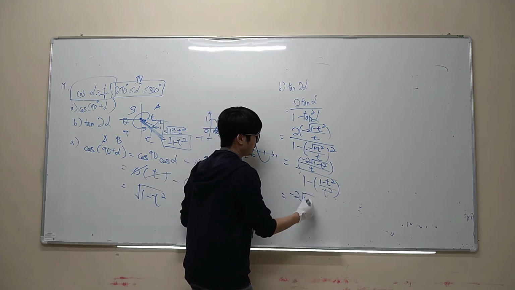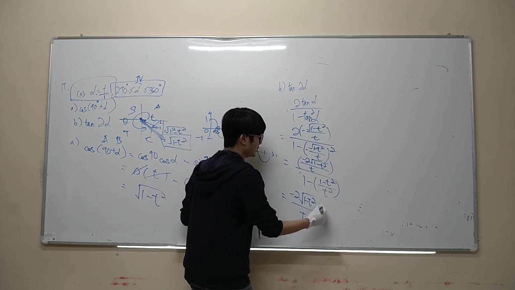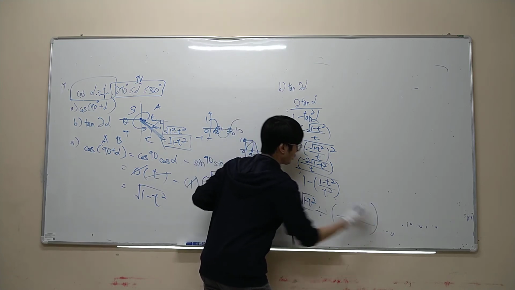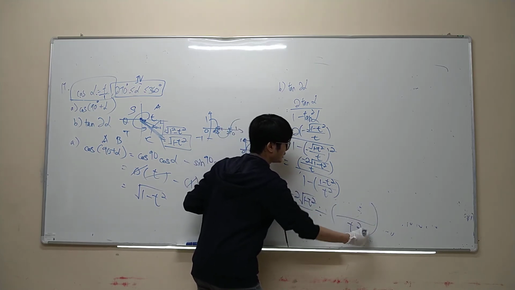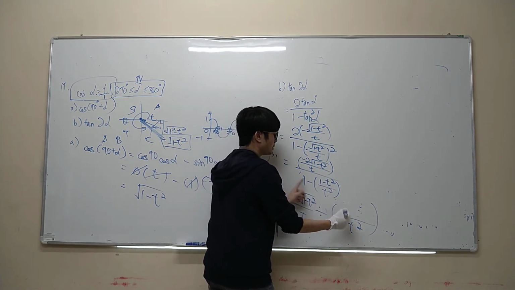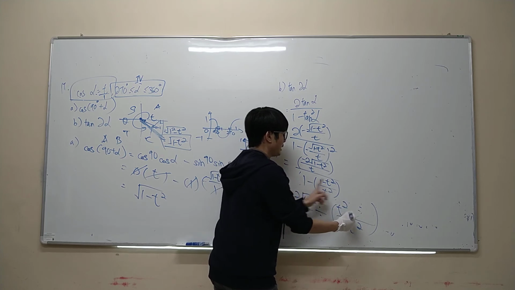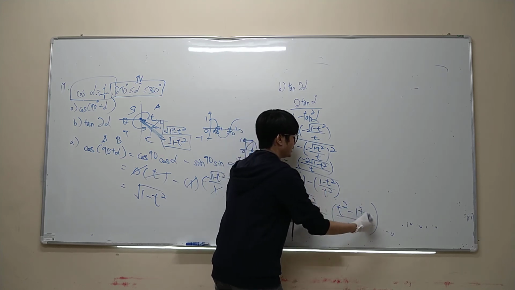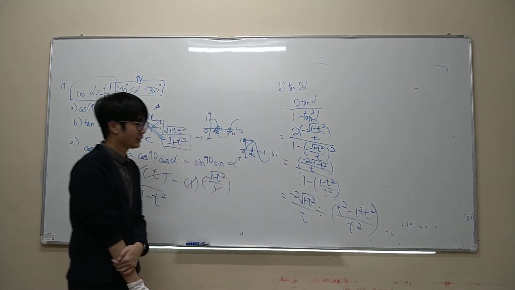So it becomes what? Negative 2 square root 1 minus t square over t, divided by this one at the bottom. The bottom, I make it the same as the bottom. So this is over 1. So I can multiply by t square. So what's 1 times t square? It's t square, and minus 1. Minus becomes plus here. This.